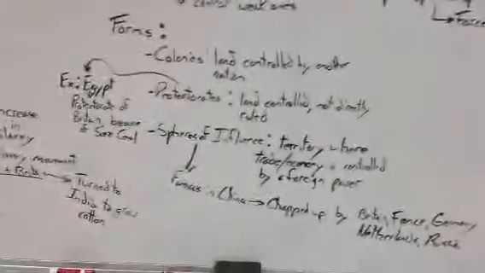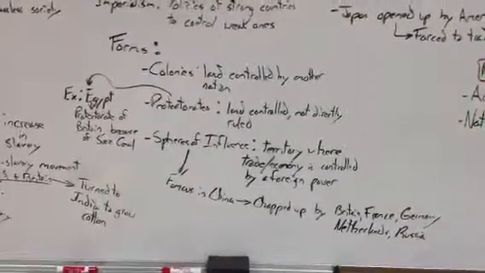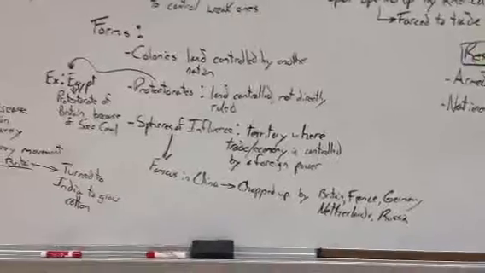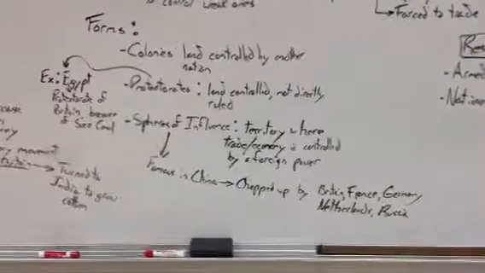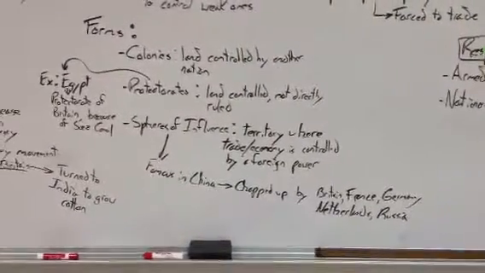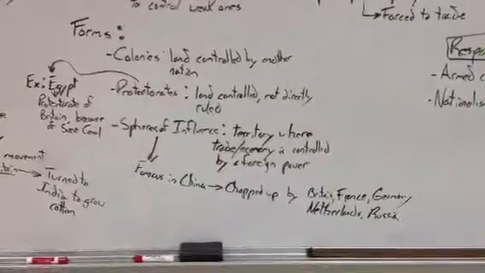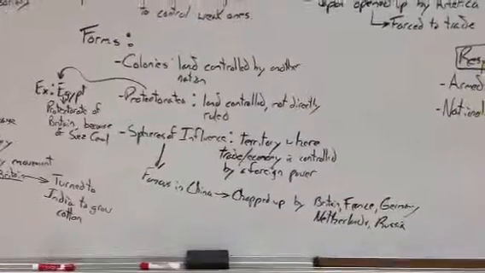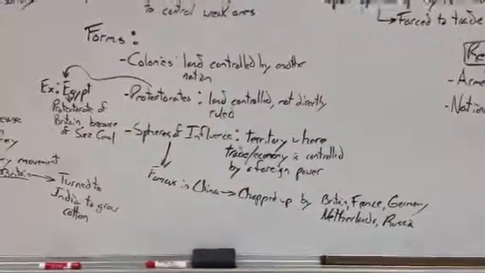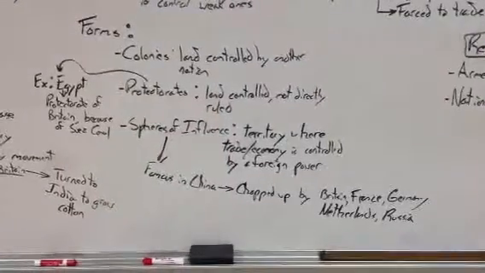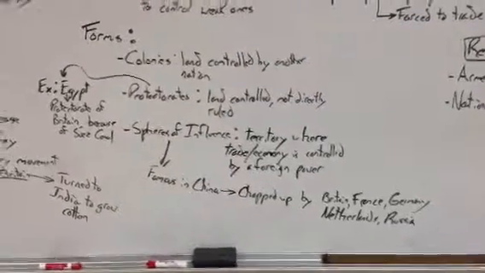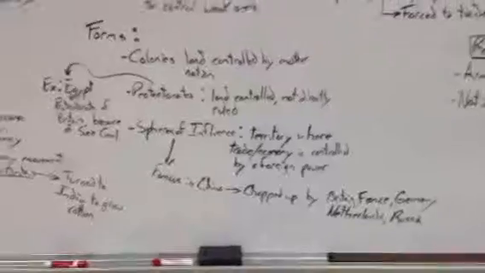There are multiple forms of imperialism. The big three are colonies, protectorates, and spheres of influence. Colonies we've seen before, they're the most common. It is land fully controlled by another nation. Protectorates, you see the land being controlled, but it's not directly ruled. Usually the European power has some kind of interest in the country but doesn't want to take control of everything.